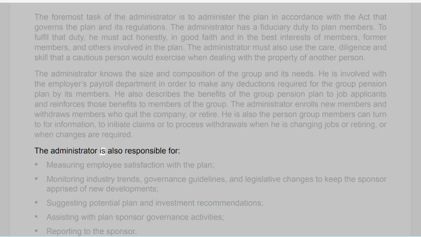The administrator is also responsible for measuring employee satisfaction with the plan, monitoring industry trends, governance guidelines, and legislative changes to keep the sponsor apprised of new developments, suggesting potential plan and investment recommendations, assisting with plan sponsor governance activities, reporting to the sponsor.